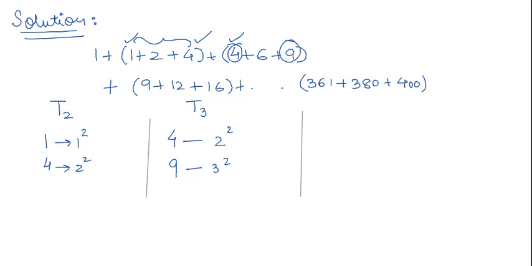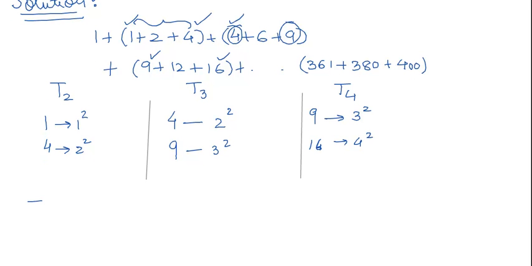Similarly, for the fourth term, what are we getting? This 9 will be the square of 3, and this 16 will be the square of 4. Therefore, if we want to devise the general term Tr, that will be equal to (r minus 1) whole square and (r plus 1) whole square, where r is the term number.